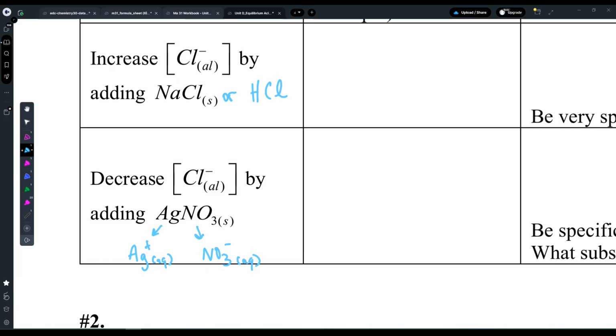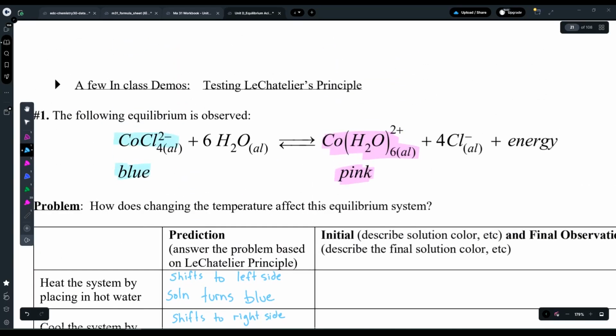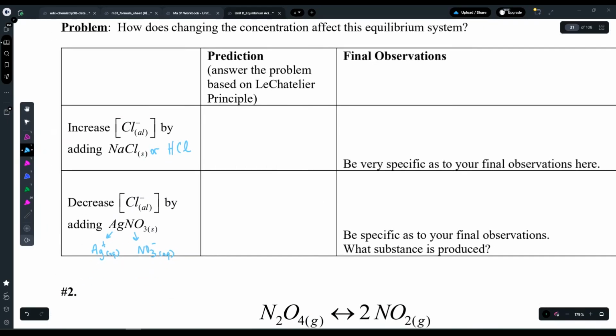And how this causes a decrease in chloride ions is that since the chloride has a negative charge, it's going to react with our metal because it has a positive charge, and opposite charges are attracted to each other. So adding silver nitrate decreases the amount of chloride ions because the chloride ions in this equilibrium react with the silver ions to produce a precipitate, or a solid, called silver chloride.